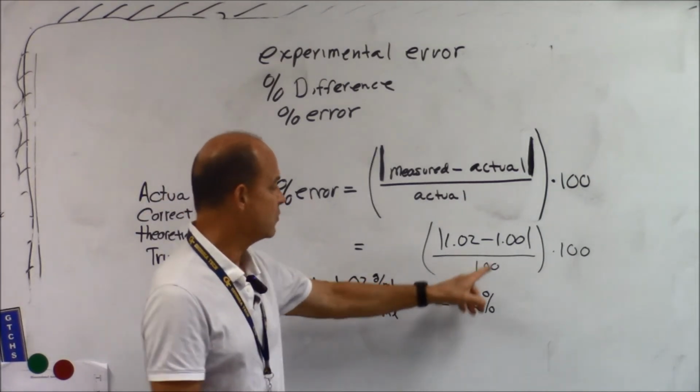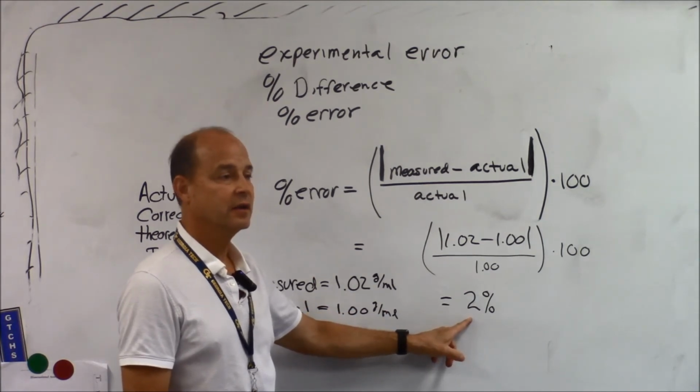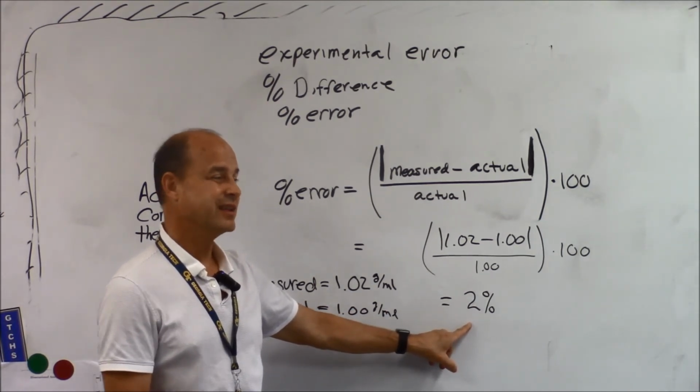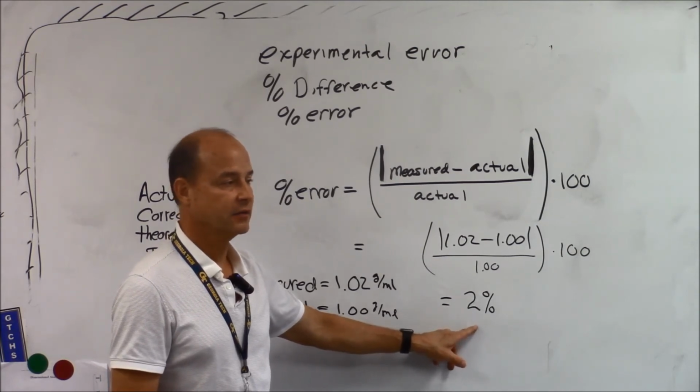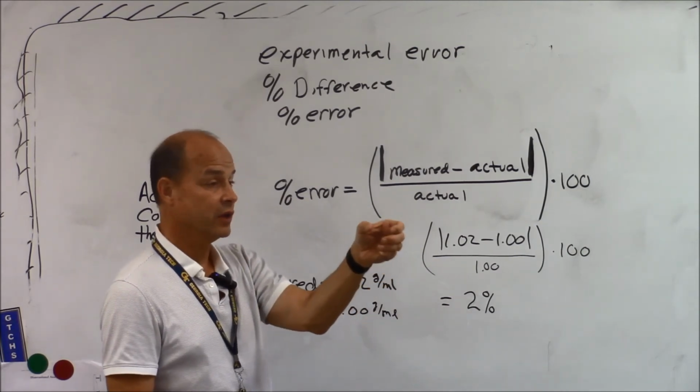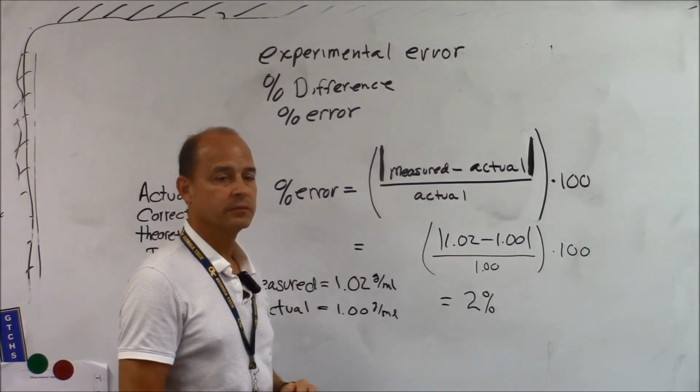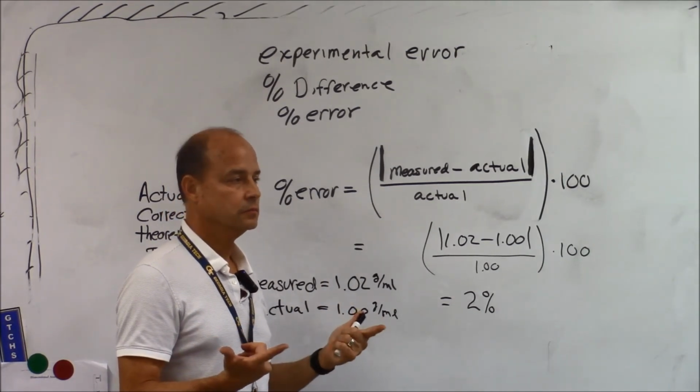This person who got 2% experimental error, I'd really like to know who that person was, and I think they came from this class. Really, really good techniques. That's the only way you can do it, by reading really, really close. All right. Question? Okay.